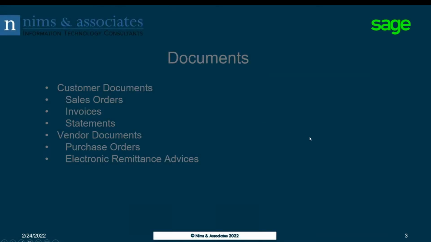So the first thing we want to talk about is the kind of documents that you can send out of Sage 100. So for customer documents, think about those customer interfacing documents like sales orders, invoices, and the one a lot of people forget about are statements.